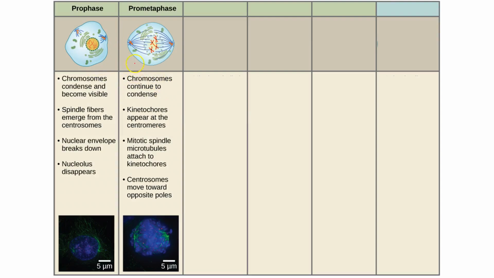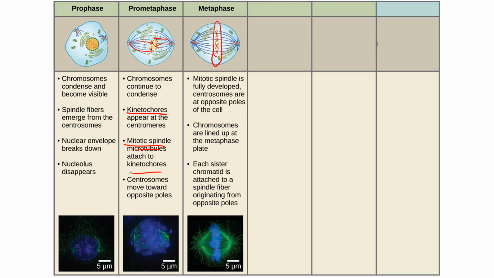So you're going to see that the kinetochores appear, and then the mitotic spindle is attached to the kinetochores. So you have these things sticking on to these little kinetochores. Before anything can really happen, all the chromosomes have to have one of those spindle fibers attaching to their kinetochore. And then in metaphase, basically all of the chromosomes are lined up right in the middle in this region, which is called the metaphase plate.